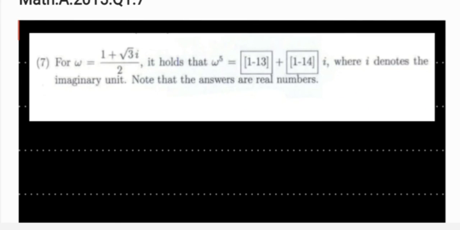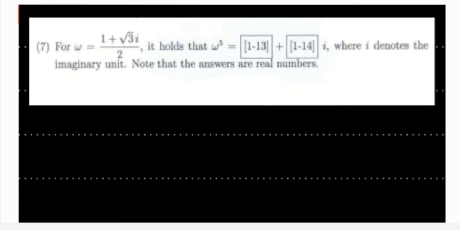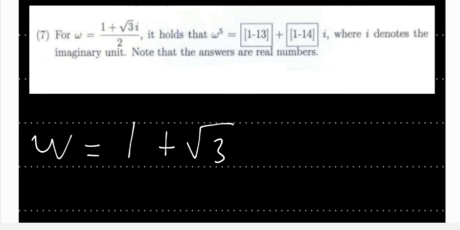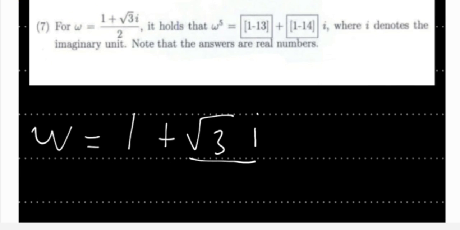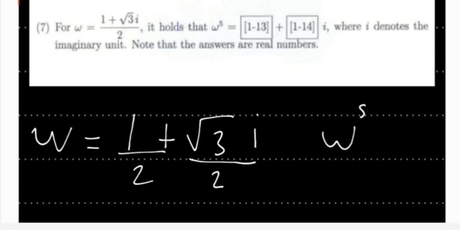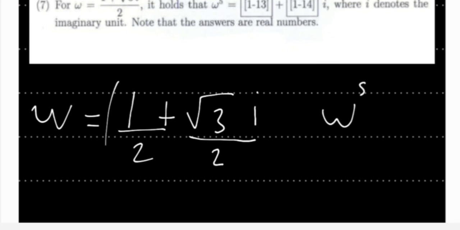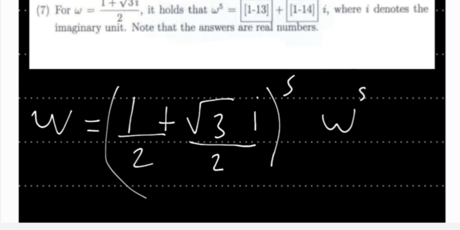A 2015 question 1.7. Okay, so W represents a complex number, 1/2 plus square root of 3 over 2 times i, right? So he's asking you what is W to the 5th. Now if you try to expand this to the 5th power, I think it would be much more complicated. We can use some properties of complex numbers.